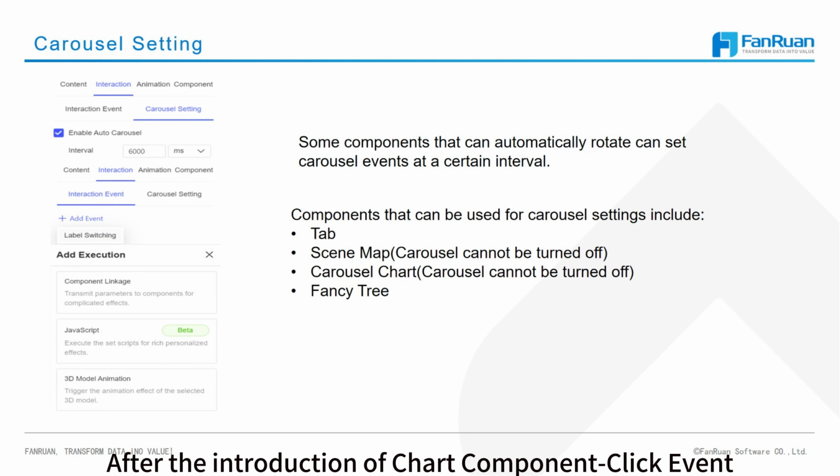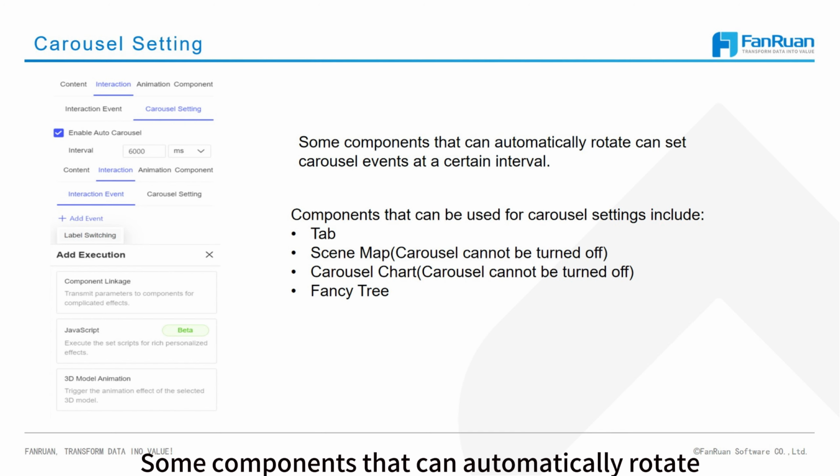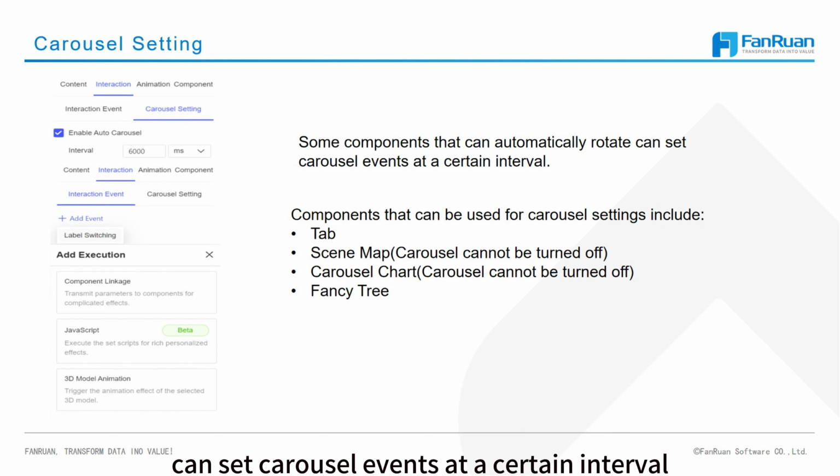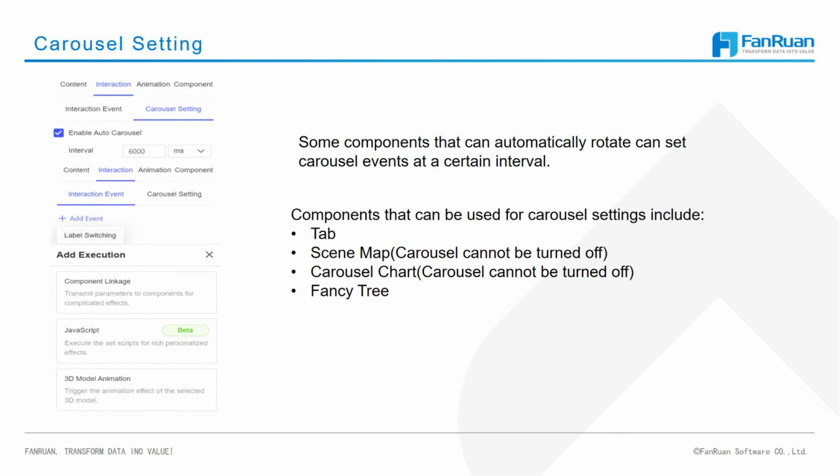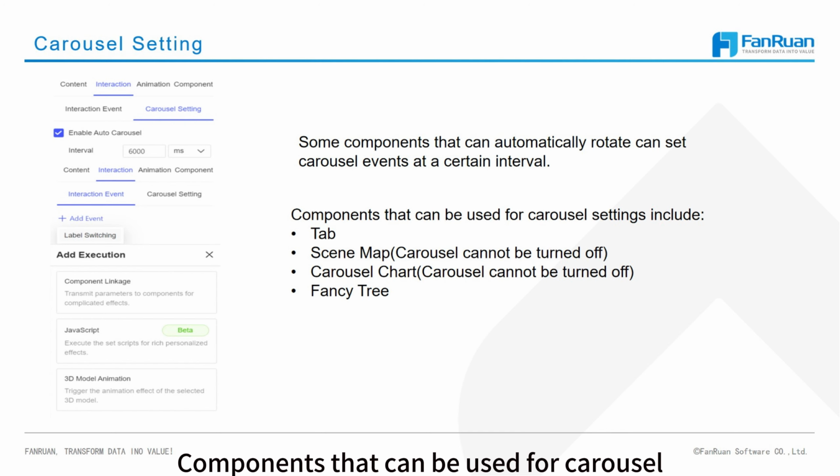After the introduction of chart component click event, we will continue to introduce you to carousel setting. Some components that can automatically rotate can set carousel events at a certain interval. Components that can be used for carousel settings include tab, scene map, carousel chart, fancy, tree.